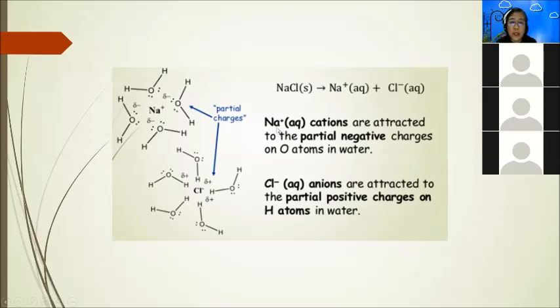So the cations are attracted to the partial negative charges of oxygen atoms in water. So you can see here clearly that it is the oxygen, the partially negative end of the oxygen that are attracted to the positive sodium. On the other hand, it is the partially positive hydrogen end of the water molecule that is attracted to the chloride ion. Okay? So I hope that's clear.